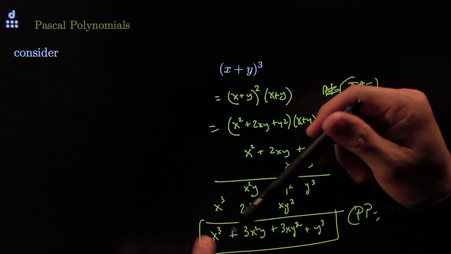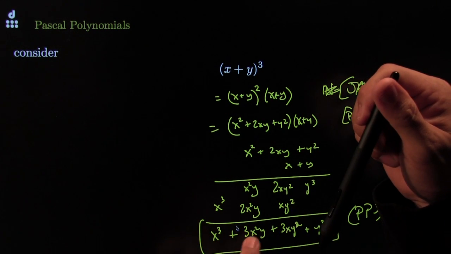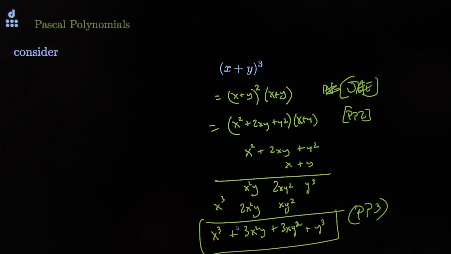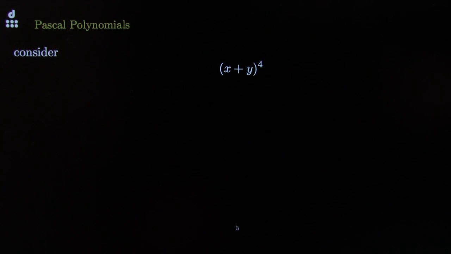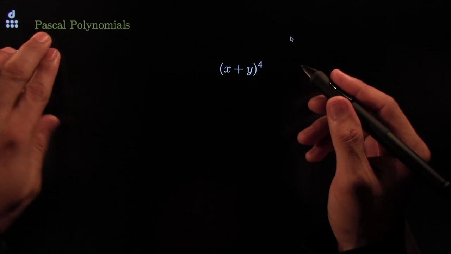For the difference of cubes, all the coefficients here were 1. For the Pascal, they're not 1. They got these other numbers going on here. And so the goal is now, can we do x plus y to the fourth? And now it's time to see why it's called Pascal.